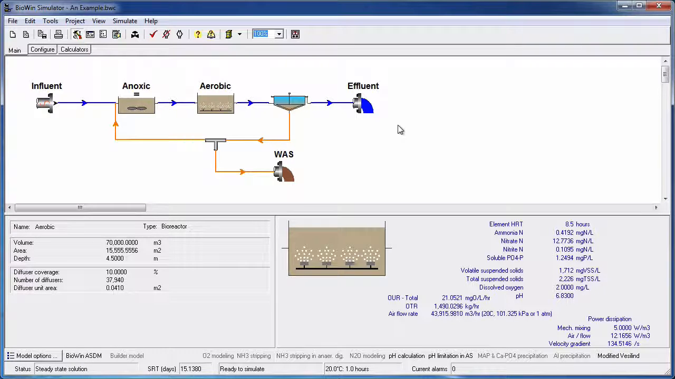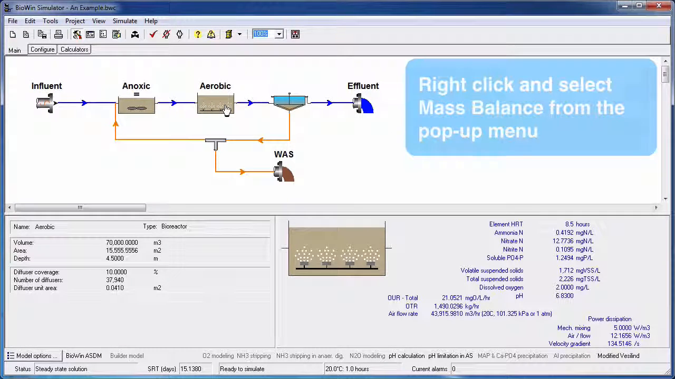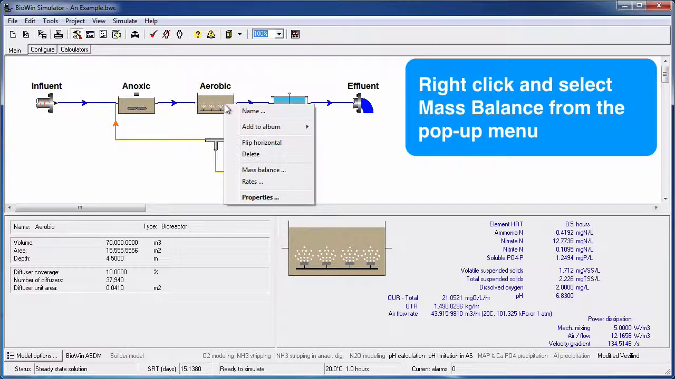To open the mass balance window, place your cursor over the element you wish to view. In this case, I'm going to look at the aerobic bioreactor. Right-click and select Mass Balance from the pop-up menu.